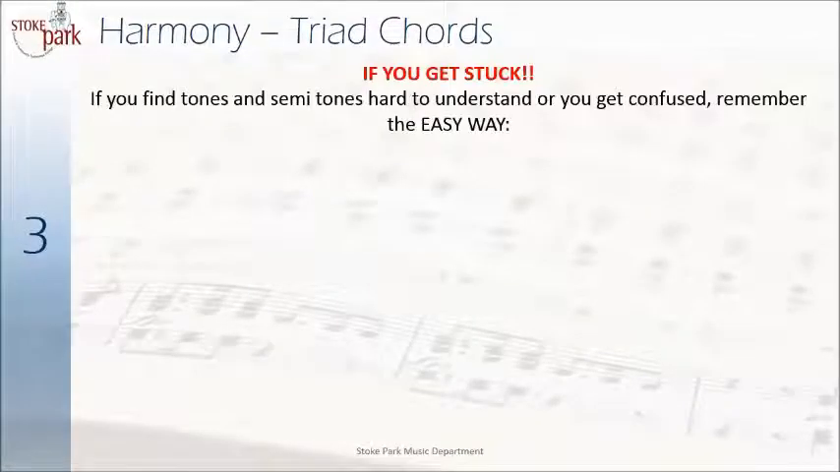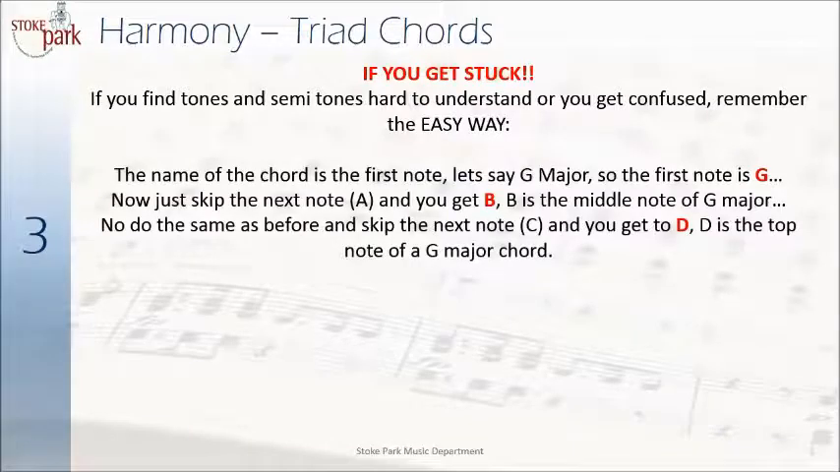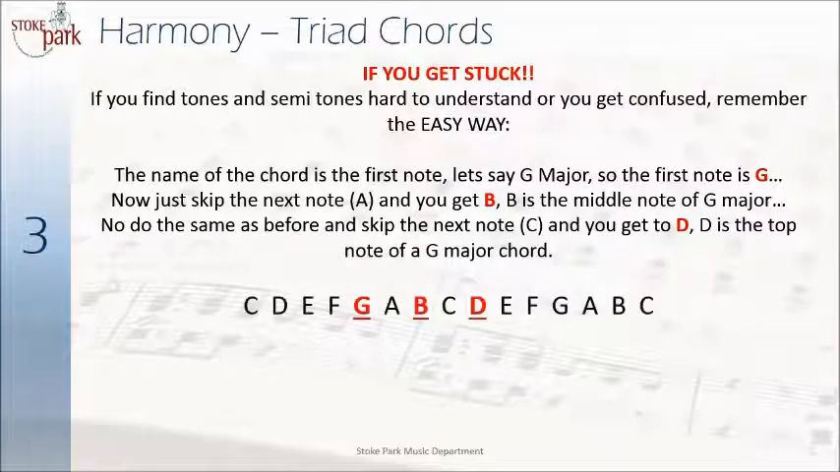If you get stuck, if you find tones and semitones a little bit hard to understand, or you just can't remember, right, when you're in the assessment exam, the easy way: the name of the chord's the first note. So let's say it's G major, so the first note's G. Now just skip the next note, which would be A, and you get to B. So B is the middle note of the chord. And then do the same as before and skip the next note, which would be C, and you get to D. So D is the top note. So that works like that.